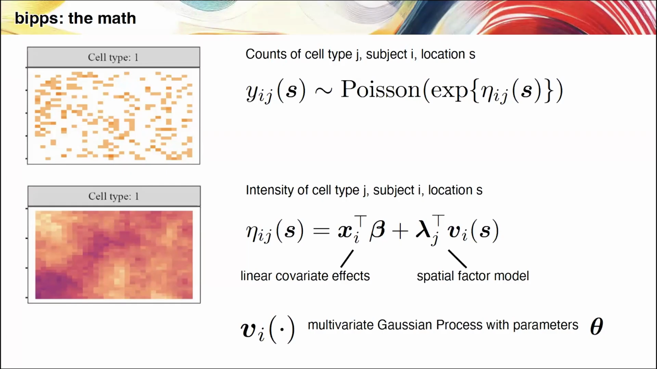What is a spatial factor model? This is a linear combination of univariate Gaussian processes. So this is a vector of k univariate Gaussian processes. Collectively, they are a multivariate Gaussian process where the key is that the parameters theta, as you see, are not indexed by i or j. Parameters are common for all subjects in the same cohort.